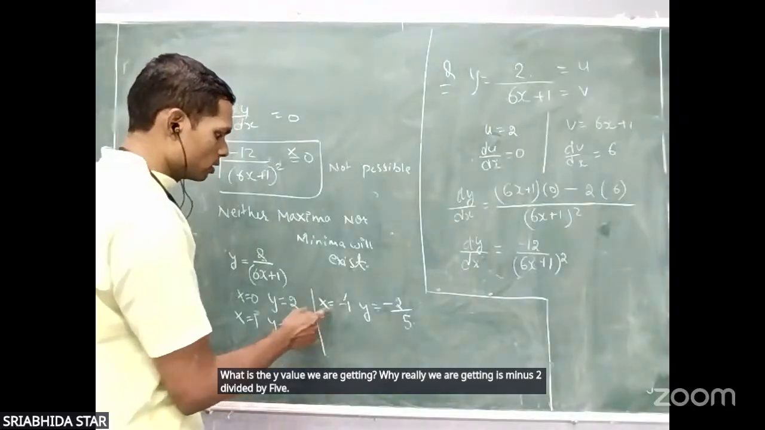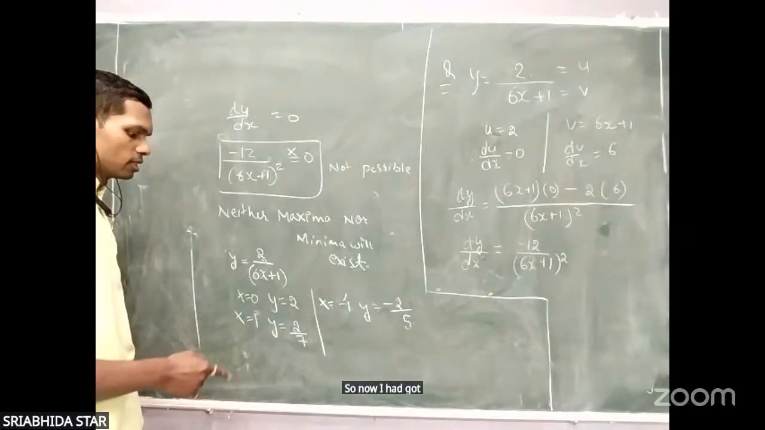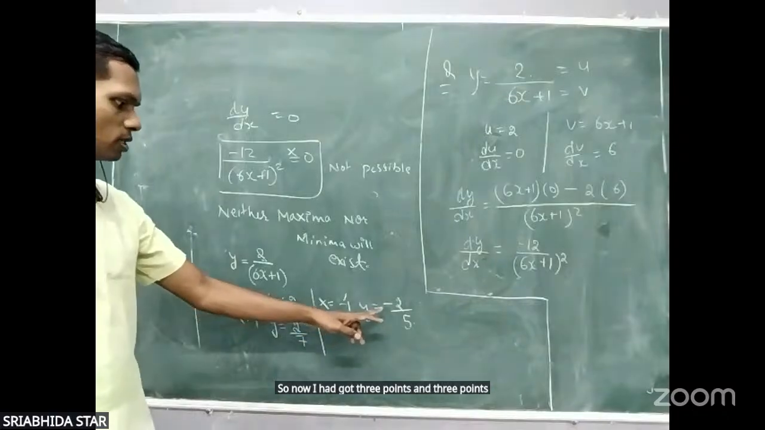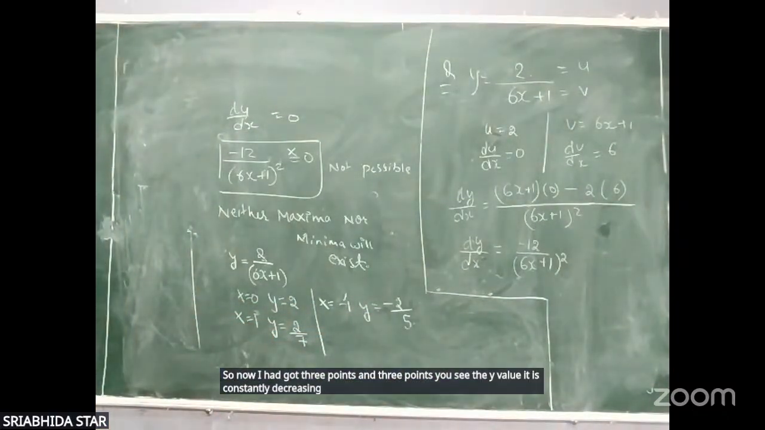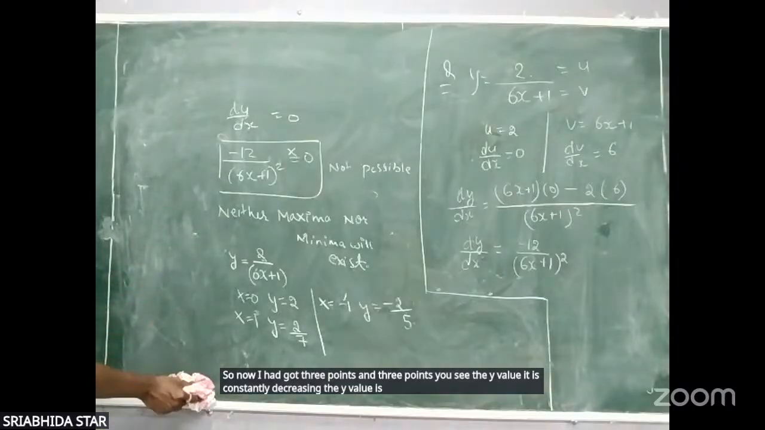So now I had got 3 points, and you see the y value is constantly decreasing. The y value is constantly decreasing. That means what?